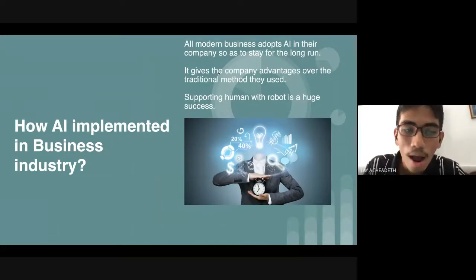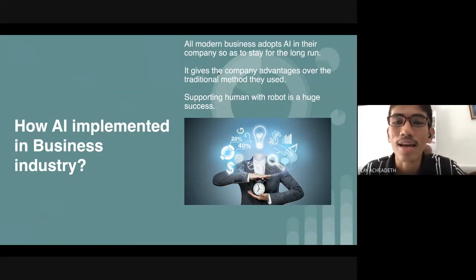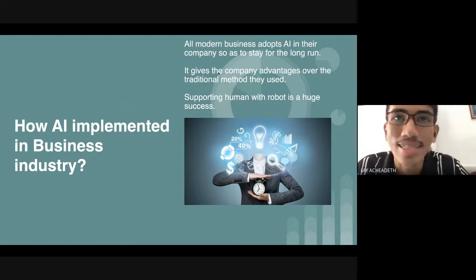Yeah. So how is AI implemented in the business industry, or more like, why do we need AI in business anyway? So yep, all modern businesses adopt AI in their company so as to stay for the long run. So why is that? Well, I'm telling you, AI is the future. It is a revolution. It is as big as the internet.